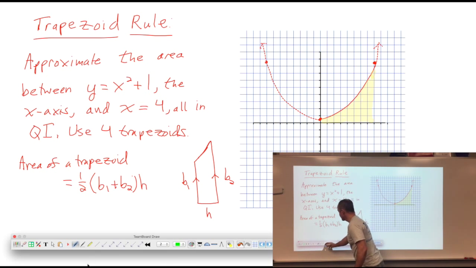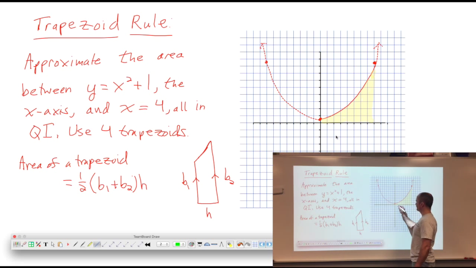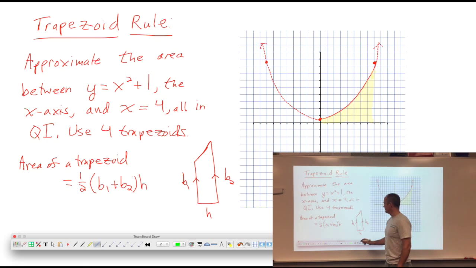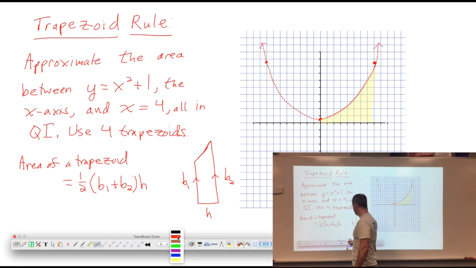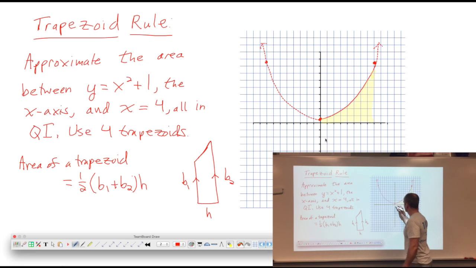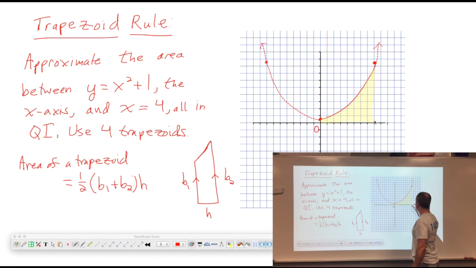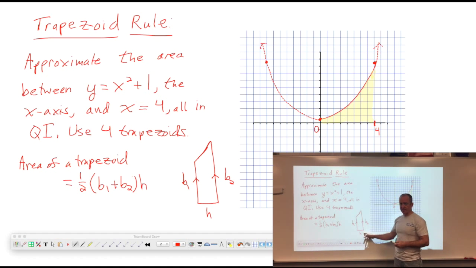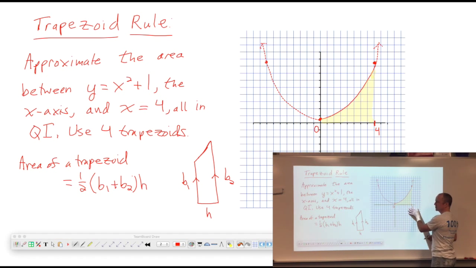I'm going to draw my 4 trapezoids. Now, if I divide the space between 0 and 4, let's do a better job of labeling that than I've done so far, under this parabola and above the x-axis into 4 evenly spaced trapezoids, then the height of the trapezoid, I know it looks like a base, but it's actually the height because it's the distance between the 2 parallel sides, is going to be the same for each trapezoid. It's going to be 1 unit across.